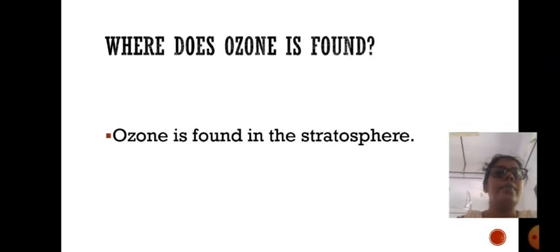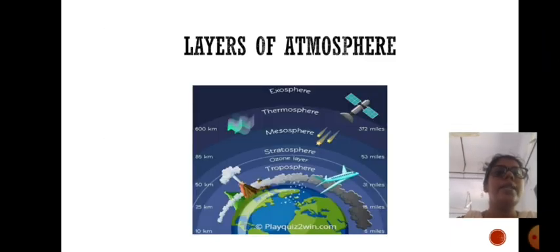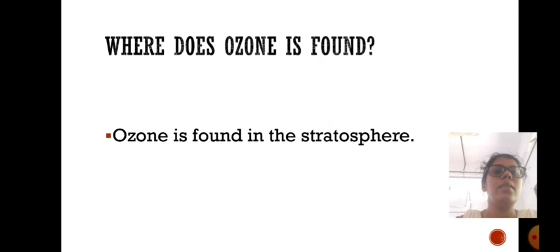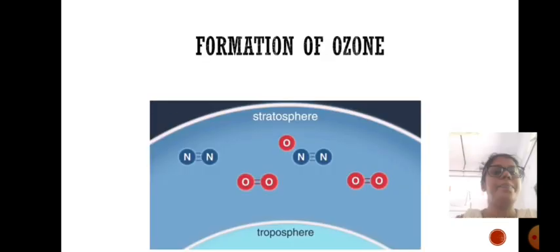In this figure, we can see the different layers of the atmosphere. From this figure, can you identify in which layer of the atmosphere ozone is found? Yes, ozone is found in the stratosphere, which is the layer seen above the troposphere. So ozone is found in the stratosphere. In the next video we are going to see the formation of ozone.